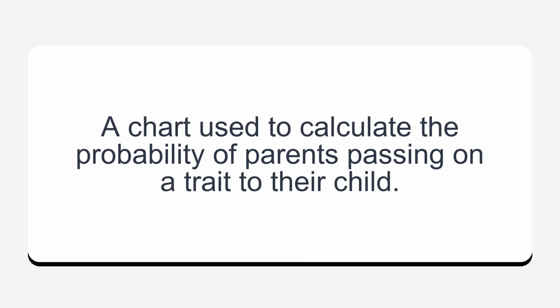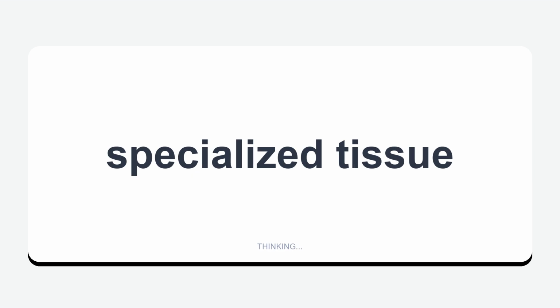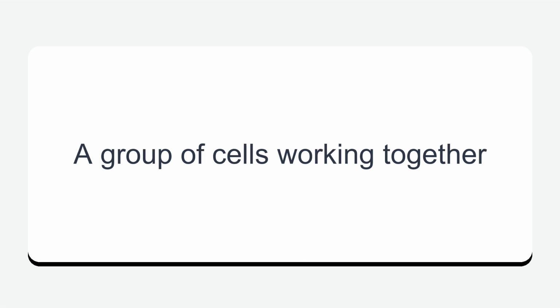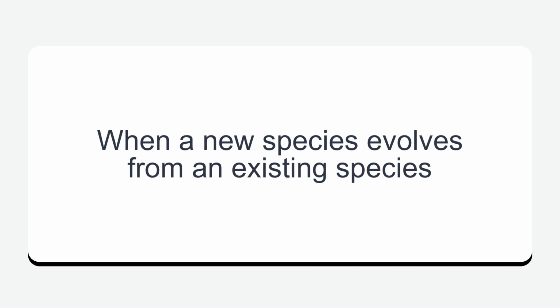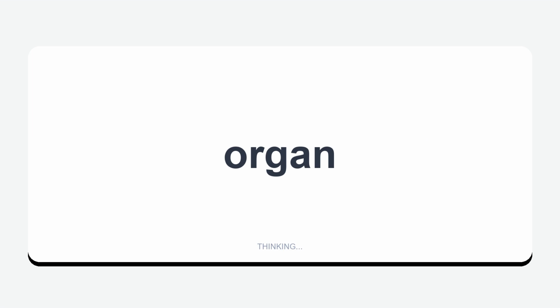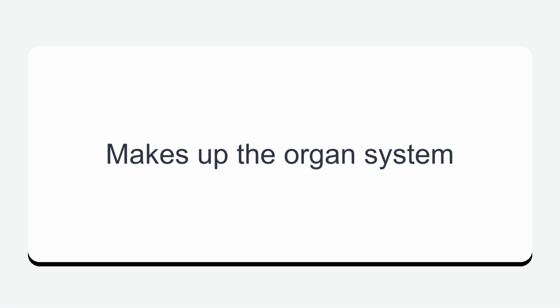Punnett square. A chart used to calculate the probability of parents passing on a trait to their child. Specialized tissue. A group of cells working together. Speciation. When a new species evolves from an existing species. Organ. Makes up the organ system.